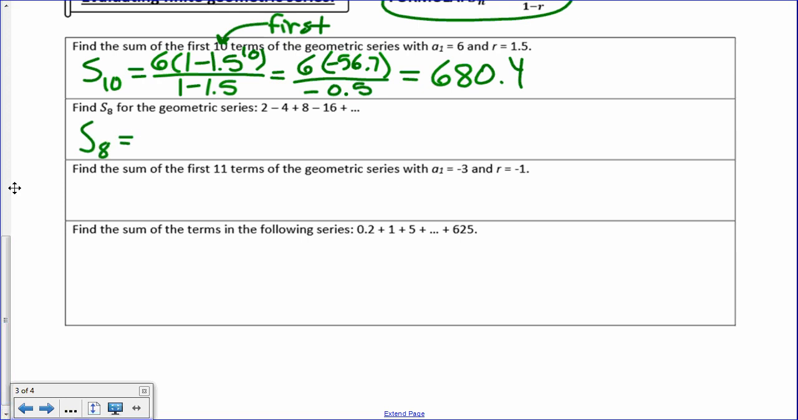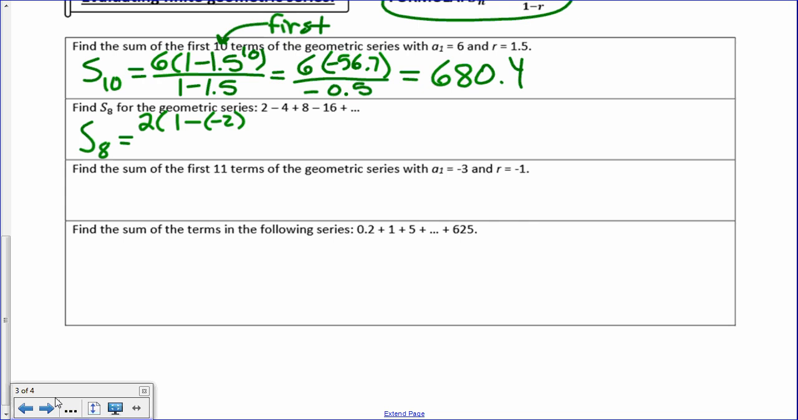Do I know what A sub 1 is? It's 2. 1. Okay. Do not turn that into a plus, by the way. I'll explain why in a second.